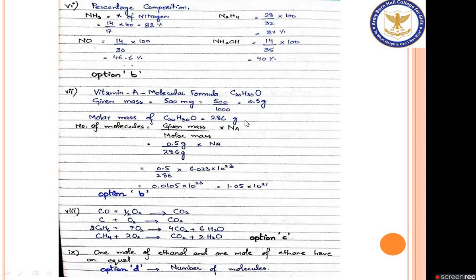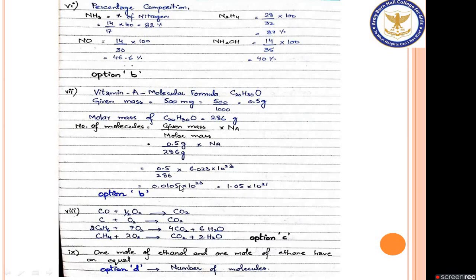You can calculate the number of molecules with the help of the formula: number of molecules is equal to given mass divided by molar mass multiplied by Avogadro's number. After putting in the values, 0.5 grams divided by 286 grams multiplied by Avogadro's number, we get the value 1.05 into 10 raised to power 21, which is given in option B. So option B is the correct option.